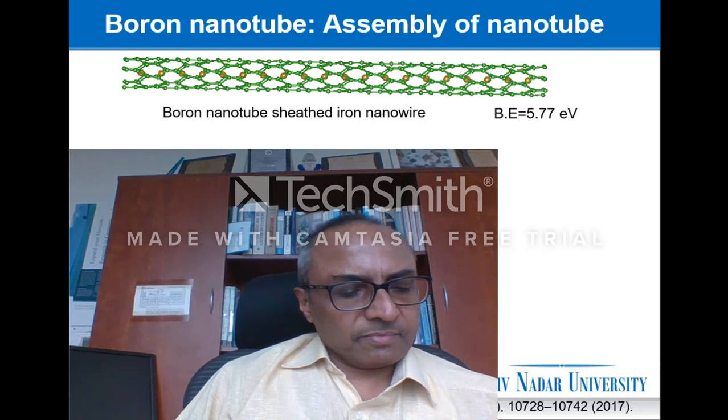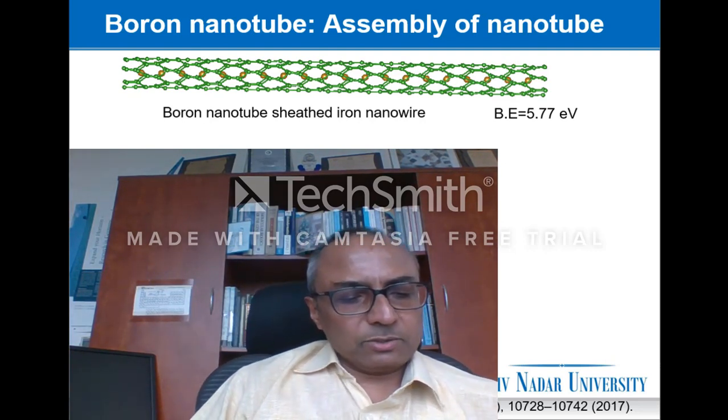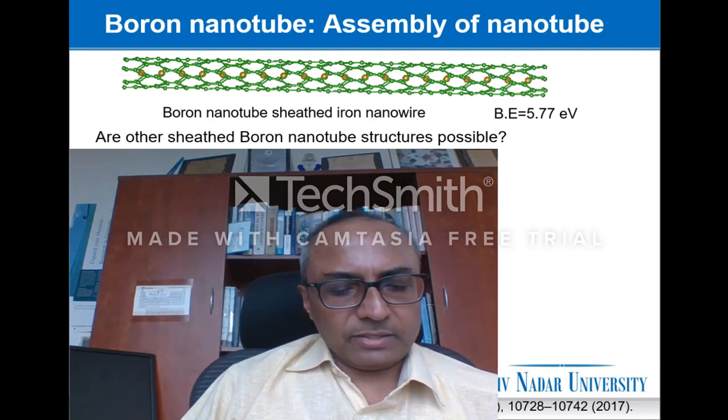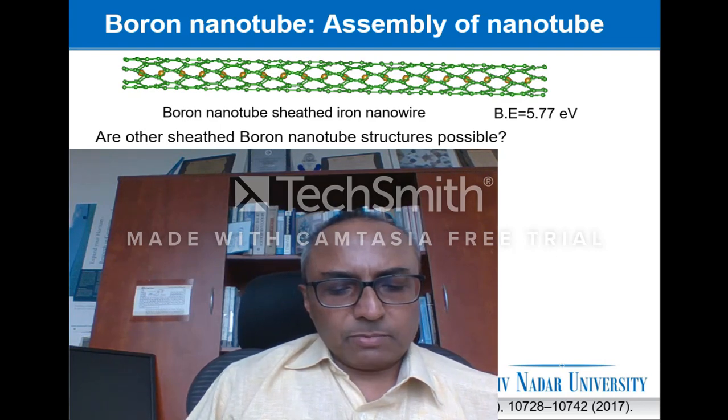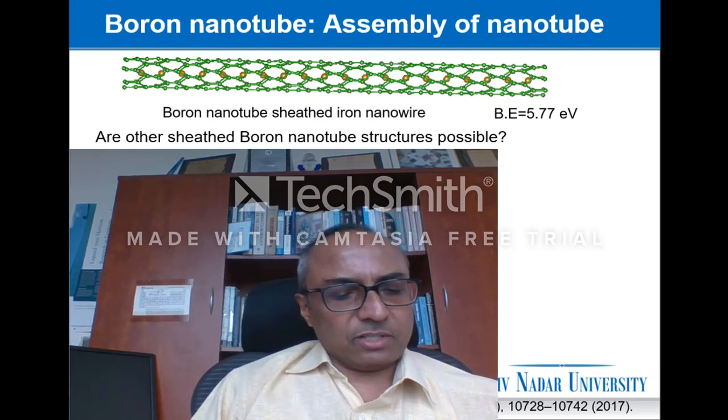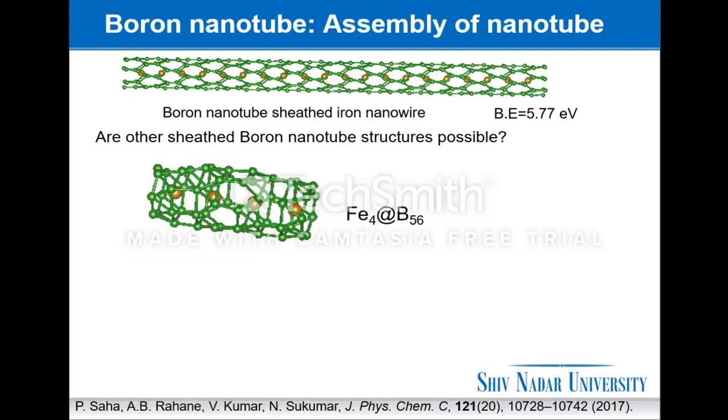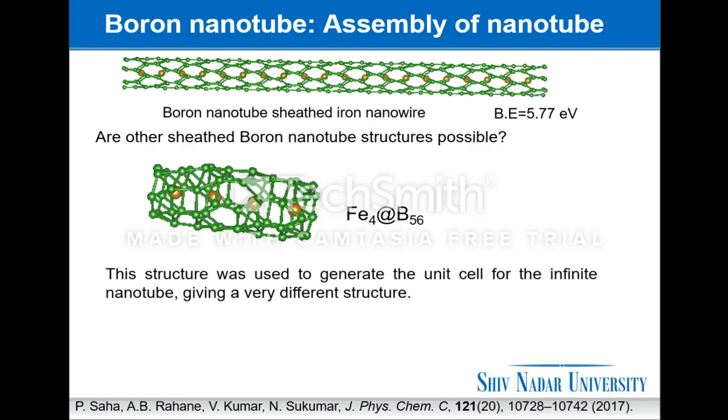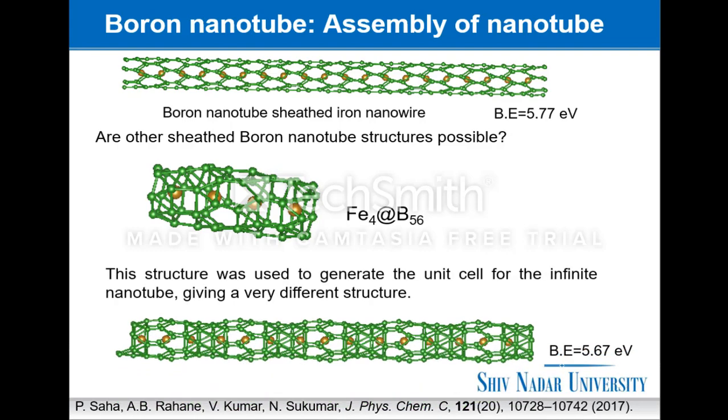Similarly, we have a boron nanotube sheathed iron nanowire. Well, how about other sheathed boron nanotube structures? We use the Fe4B56 cluster to generate the unit cell for an infinite nanotube, giving a very different structure, which is shown here.